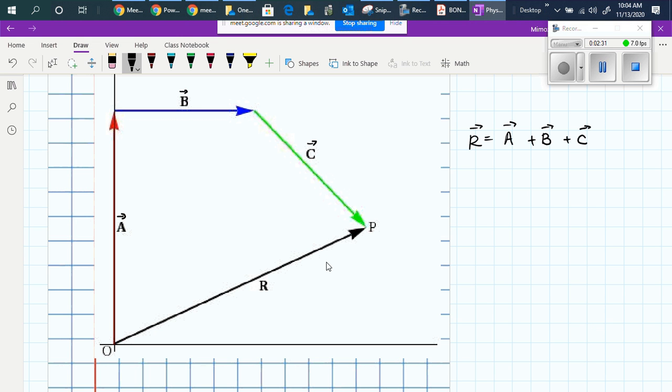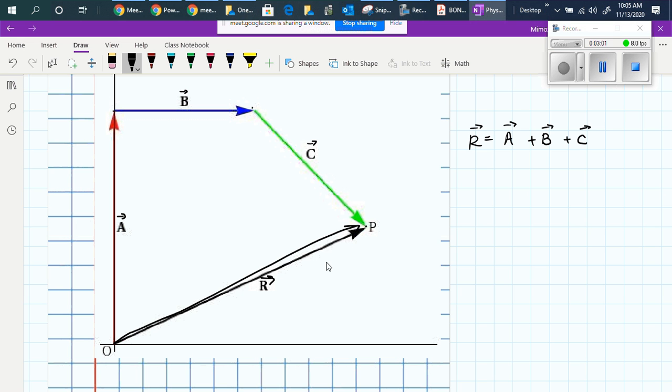And what we are finding is A plus B plus C. Now we know how to do this mathematically, but graphically, we plot the vectors one after the other. And when we are done plotting all the vectors that we are operating with, what we do is we close the polygon. And this is the resultant vector.